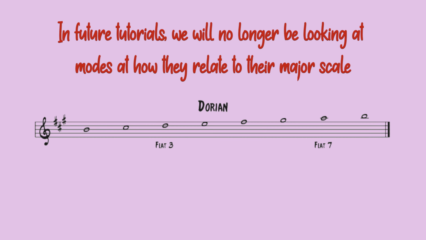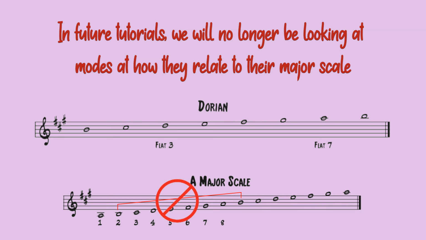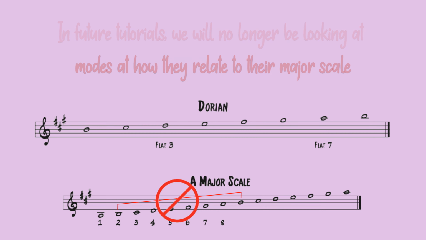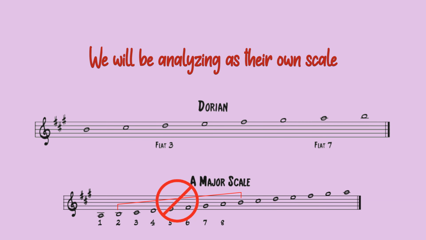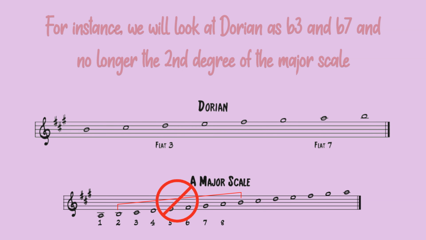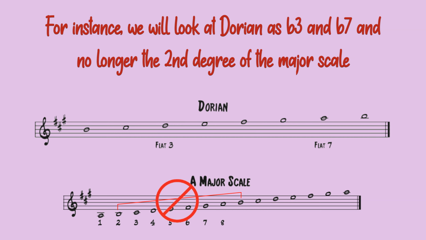In future tutorials, we will no longer be looking at modes as how they relate to their major scale. We will be analyzing them as their own scale. For instance, we will look at Dorian as flat 3 and flat 7 and no longer the second degree of the major scale.